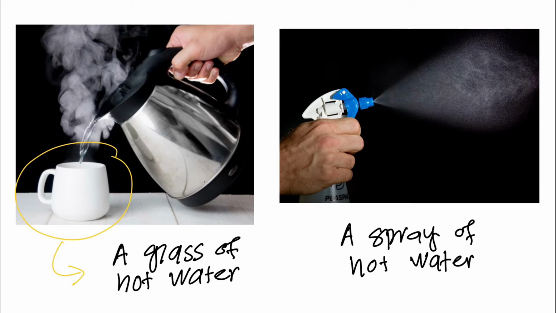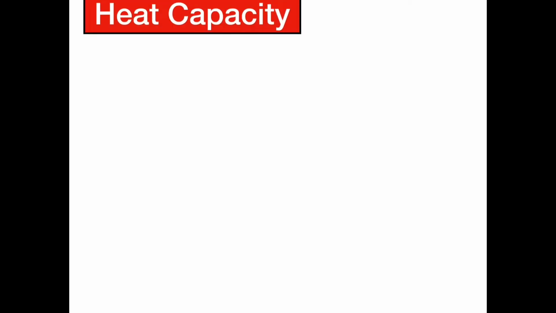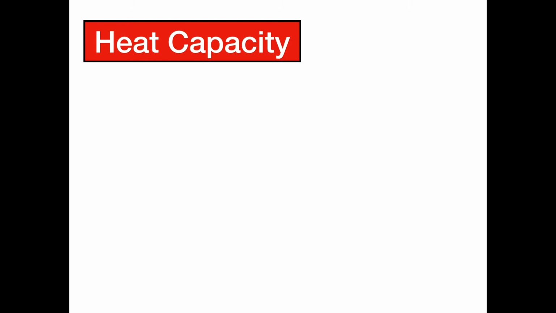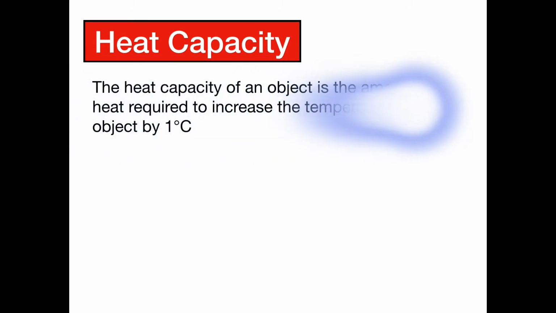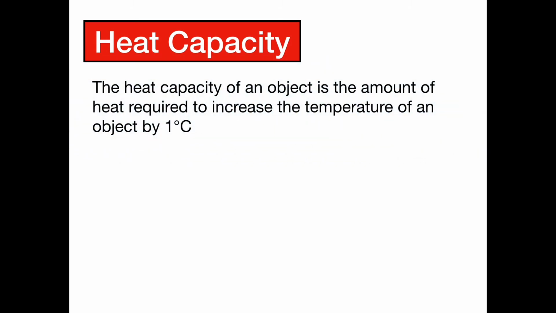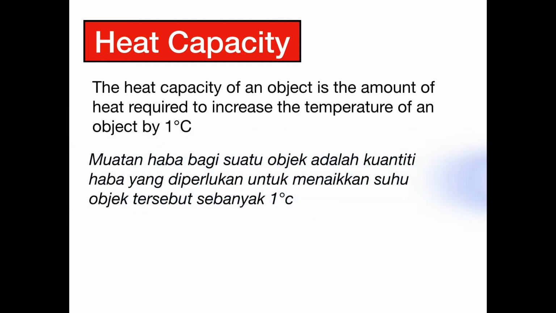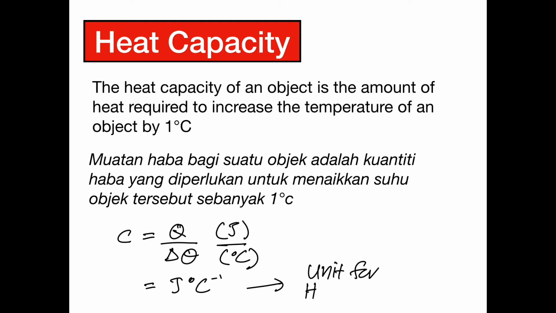So jawapannya sudah pastilah a glass of hot water. Sebab kalau tertumpah kena tangan kita, akan rasa lebih sakit, mungkin boleh melecur. Kerana apa? Kerana a glass of hot water ada nilai heat capacity yang lebih besar. The heat capacity of an object is the amount of heat required to increase the temperature of an object by 1 degree Celsius, and the unit is joule per degree Celsius.